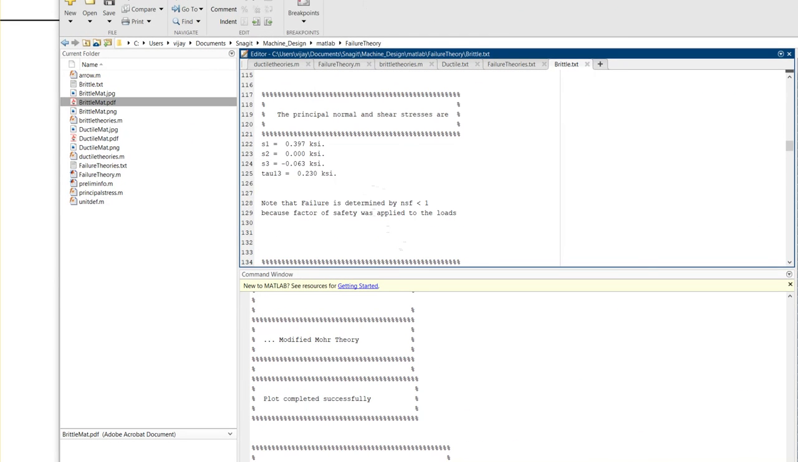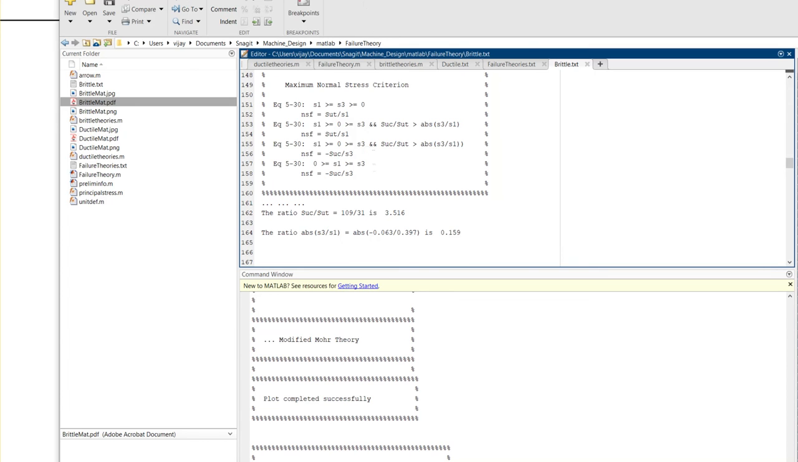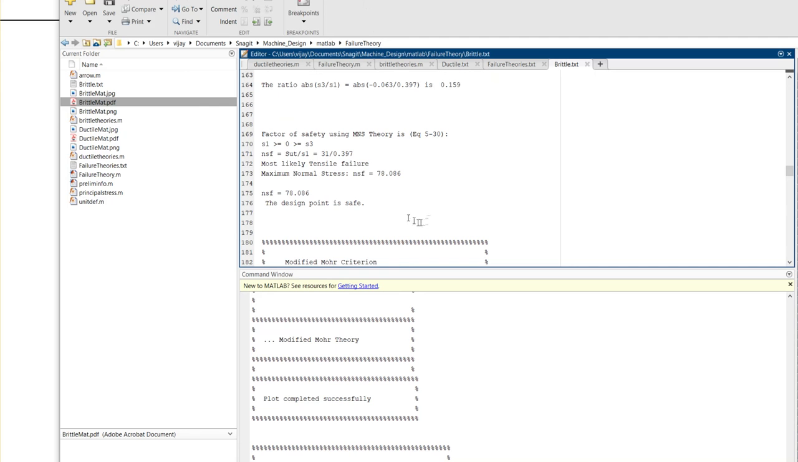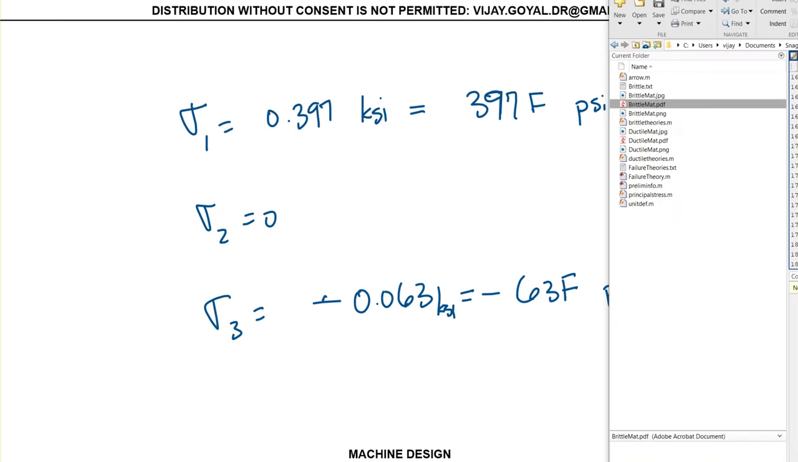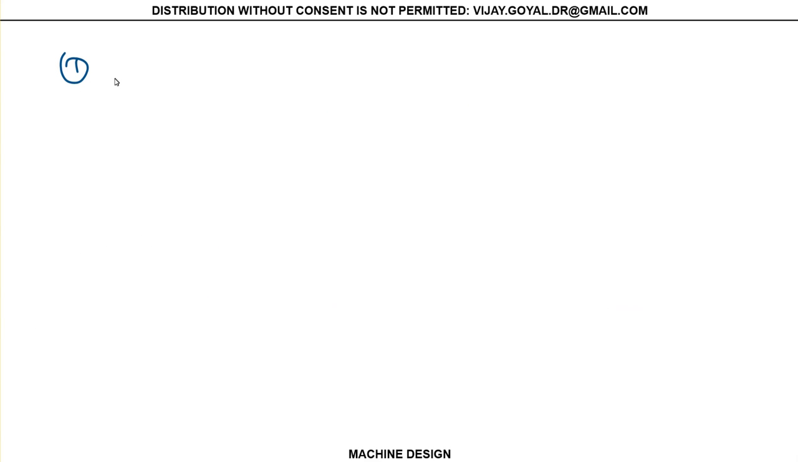I really don't care for shear. So the first check I do is a simple tensile and compressive check that always needs to be done, but we don't have to do it in this problem. The first one is the normal stress criterion. In the normal stress criterion, we can see that you have a factor of safety of 78. So how do you interpret that? The interpretation of that is, for the first case, maximum normal stress theory.